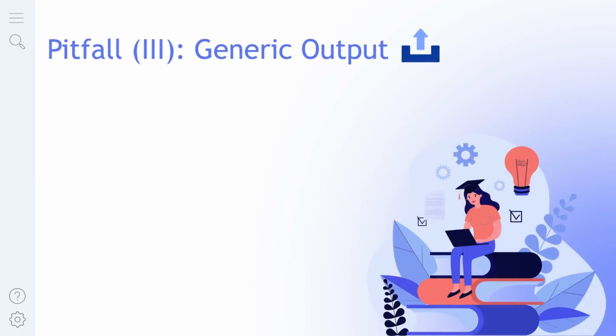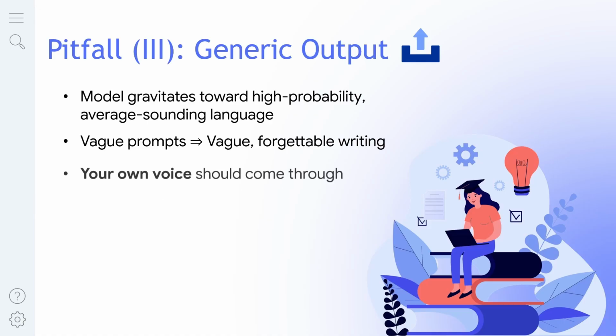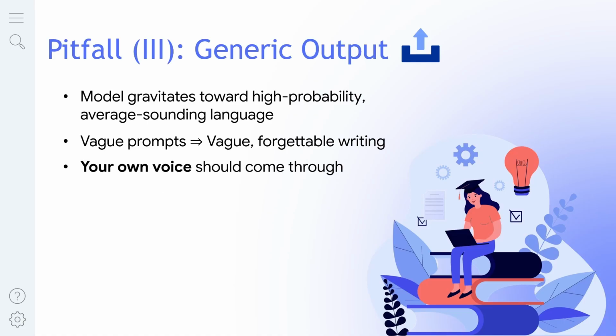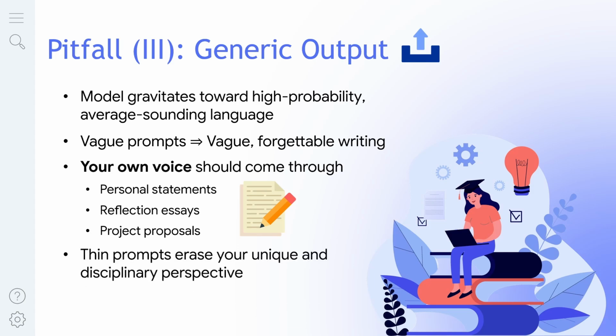A third pitfall is generic output. Because the model gravitates toward high-probability, average-sounding language, thin prompts produce generic, forgettable writing. This matters most exactly where your own voice should come through: personal statements, reflection essays, project proposals. If you let the model write these from a thin prompt, it can erase your specific experience and disciplinary perspective.